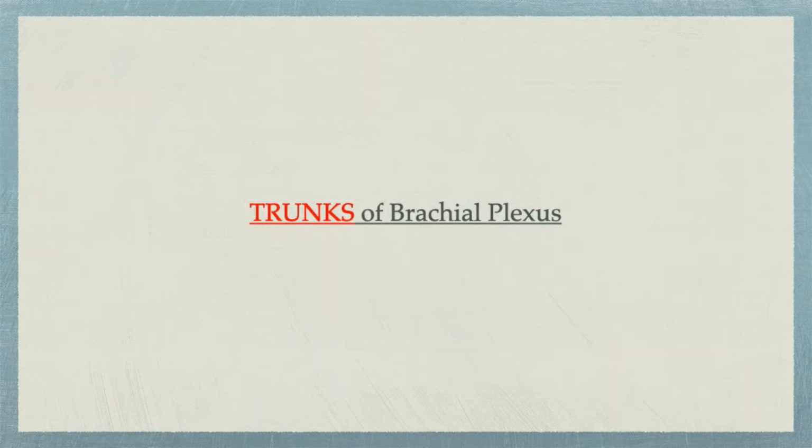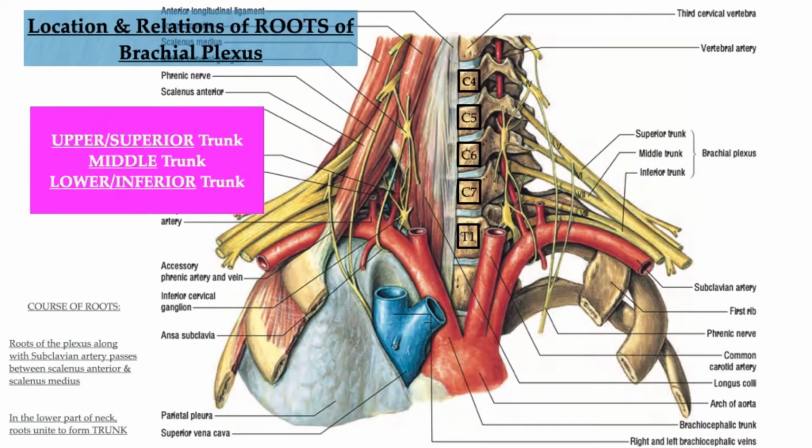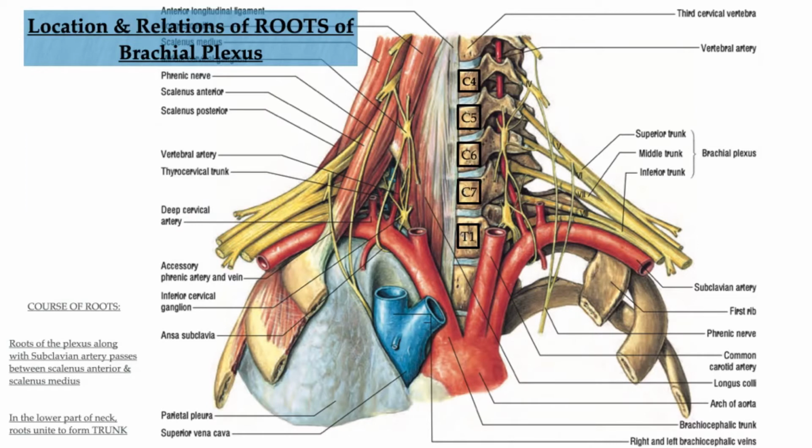Trunks of the brachial plexus. Brachial plexus consists of three trunks: upper trunk, middle trunk, and lower trunk. They can also be called superior trunk, middle trunk, and inferior trunk. Now let us try to understand how the formation of these three trunks of the brachial plexus occurs. On the right side of the illustration on the screen, you can see this is C5 root of the brachial plexus and this is C6 root of brachial plexus. C5 and C6 roots combine together to form the upper trunk, that is superior trunk of the brachial plexus.